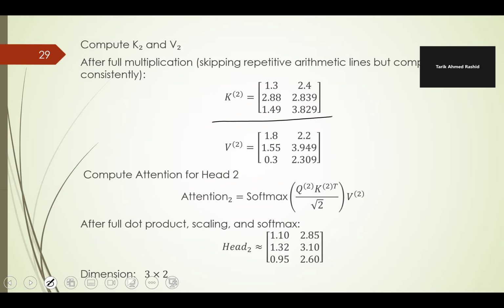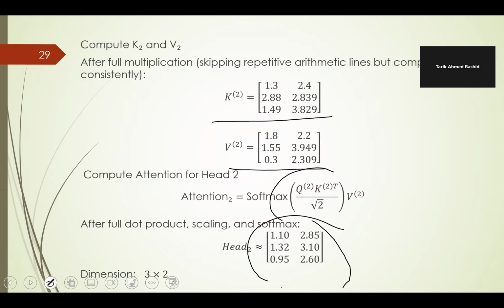Likewise, we do it for K2 and V2, and we do the attention softmax as we did earlier. Similar to that, we get the scalar, we get the softmax, and multiply by V2. So that's head 2. Head 2 is found, which is 3 by 2, and we have head 1.